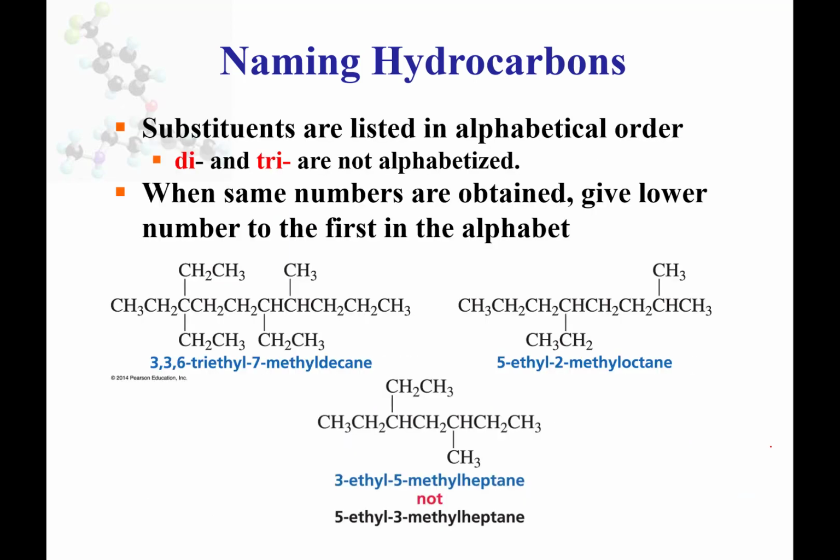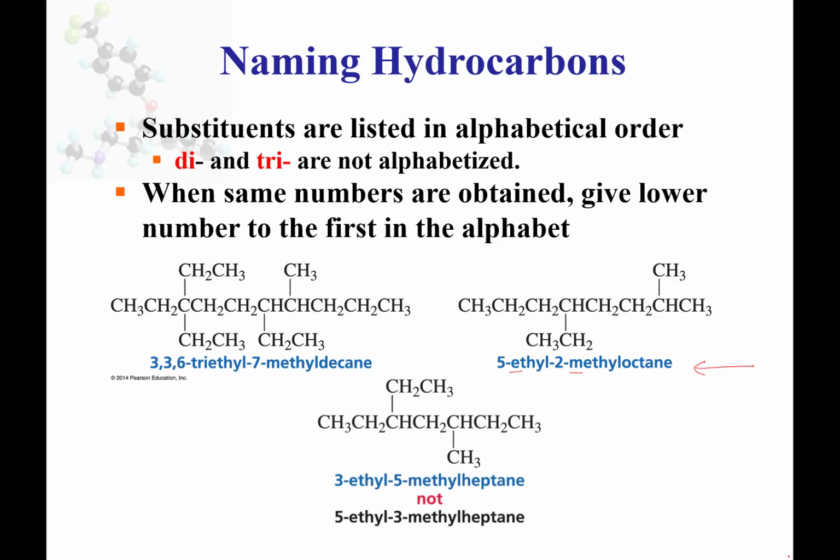Now, substituents are also listed in alphabetical order. This is why, for example, for this particular compound, you notice that it's 5-ethyl-2-methyloctane and not 2-methyl-5-ethyloctane, even though numbers don't seem like they're ascending. This is because E comes before M.